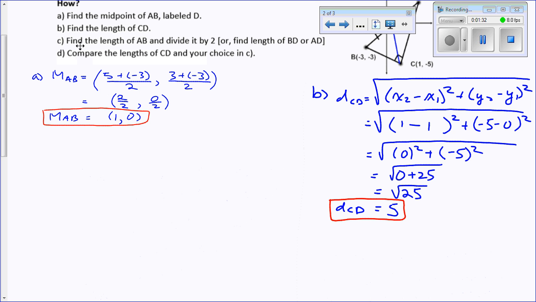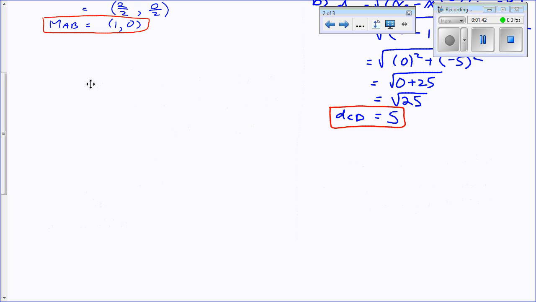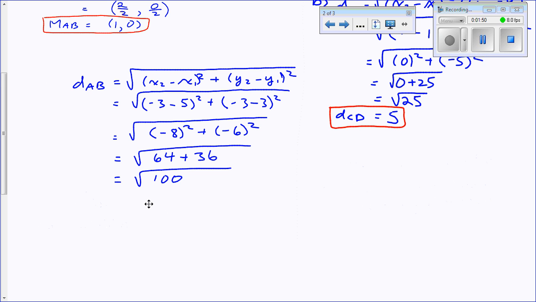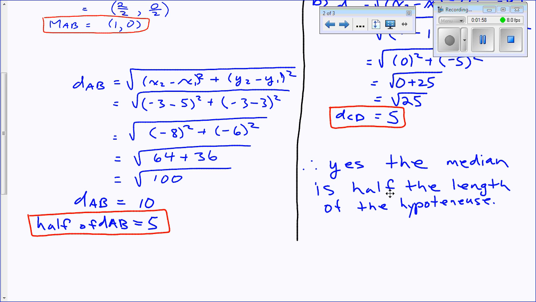Now, the next part that we have to do is find the length of AB and divide it by 2. And let's do that. So when we find the length of AB, we're literally going to get the following. Okay, and we end up with half of AB is 5. So essentially, yes, the median is half the length of the hypotenuse, and we're done.